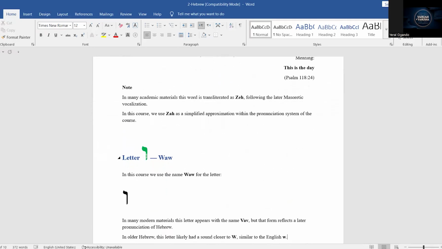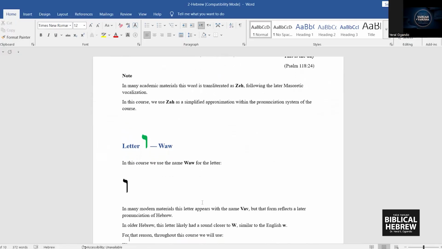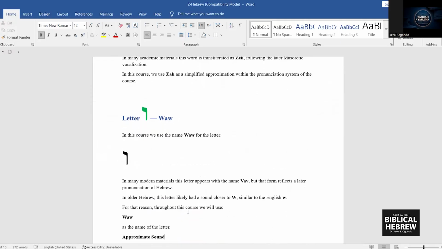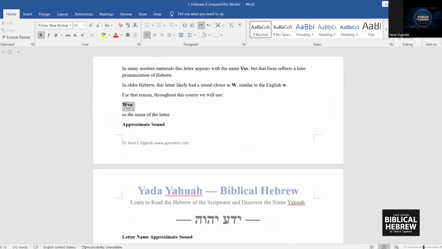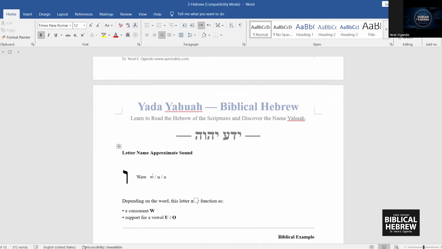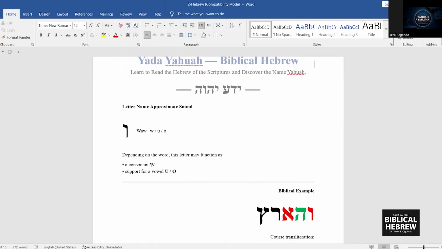Next we have Wow, which we have already spoken about a lot. Remember, it is never vav, never, ever. It is always the W or U sound, and in this course in Yada Yahuah, it is Wow. It represents the approximate sound of U and sometimes O. Depending on the letter, it is going to function as W, which is U, or regular U, or O sound.